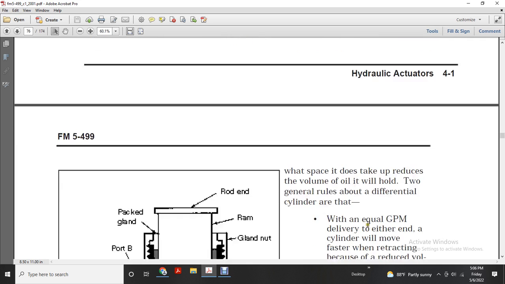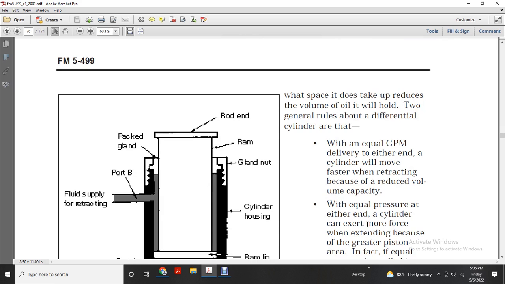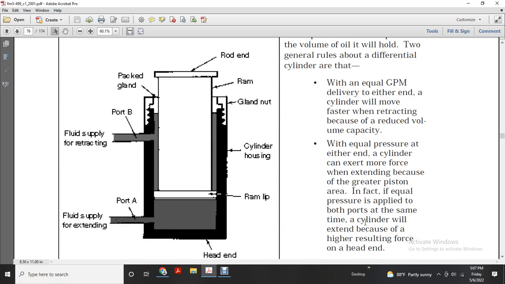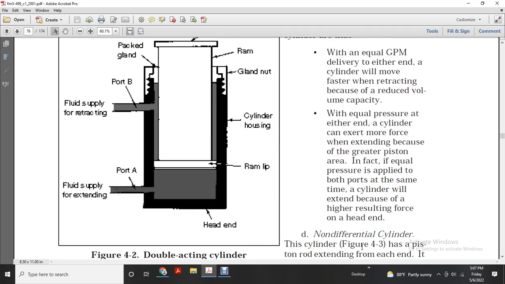Two general rules about differential cylinders: with an equal gallons per minute delivered to either end of the cylinder, it will move faster when retracting than extending, because of the reduced volume capacity. With equal pressure, either end of the cylinder can exert more force in the extending position, because of the greater piston area. If equal pressure is applied to both ports at the same time, the cylinder will extend because of the higher resulting force on the head end.